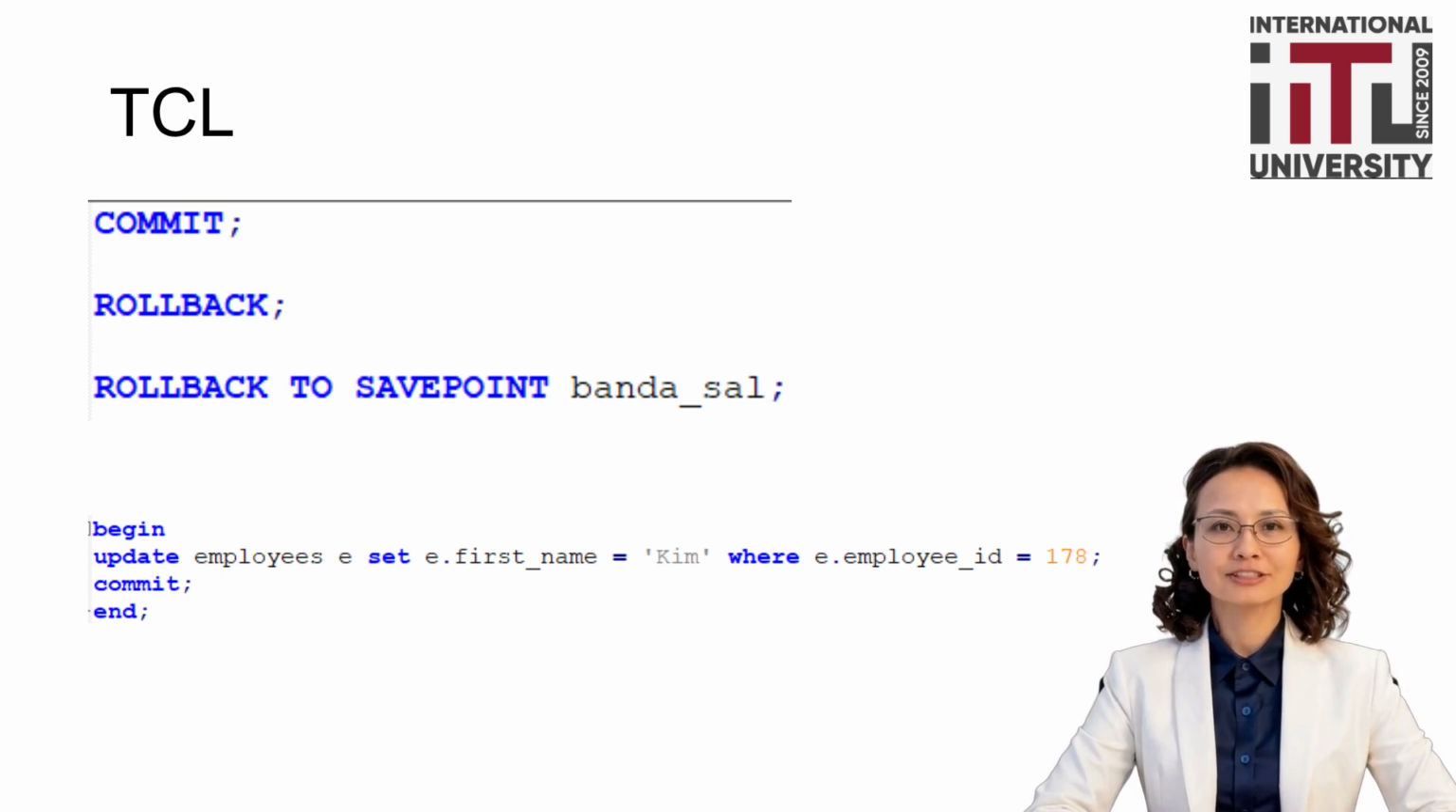It ensures tasks are executed as a unit using commands like commit to save changes, rollback to undo them, and savepoint to create checkpoints. These commands maintain data integrity and consistency, especially when tasks fail, ensuring reliable transaction management.